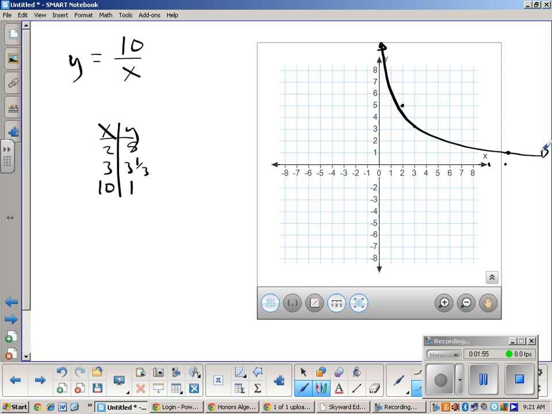Now if I look at the negative side of that, if I put negative 2 in there, what do I get? Negative 5. So negative 2 is negative 5. If I put negative 3 in there, what do I get? Negative 3 and a third. So it's like right in there. If I put negative 10 in there, what do I get? Negative 1. So 10 and negative 1. So I get this graph.